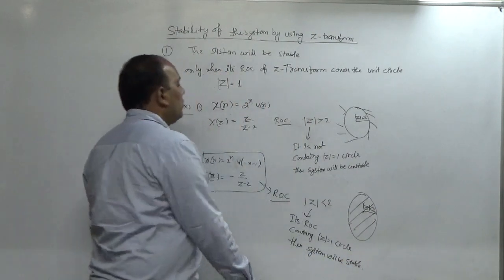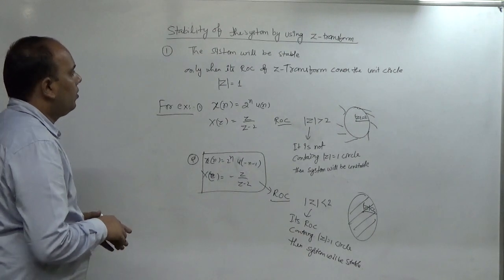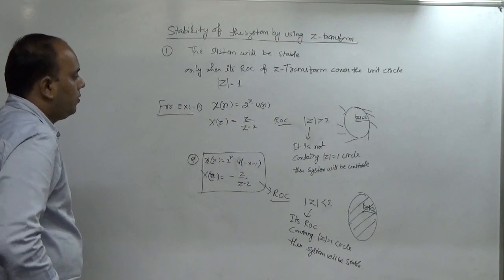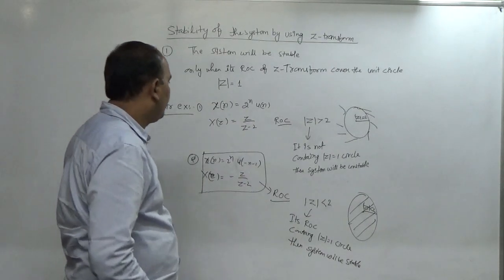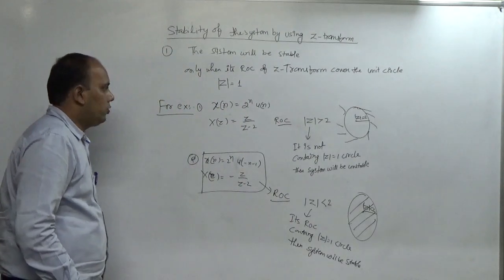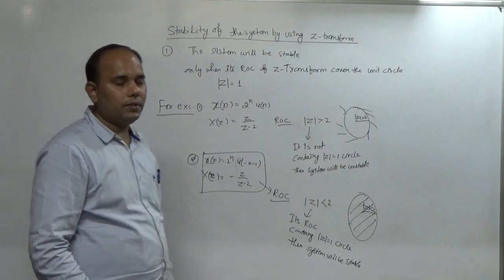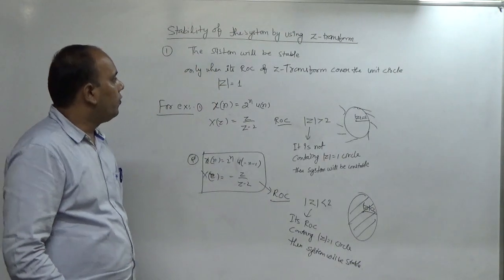Okay. So in this way we can find the stability by using the Z transform concept. This is the case whenever we are taking only a single function, but mostly your system consists of more than two functions.